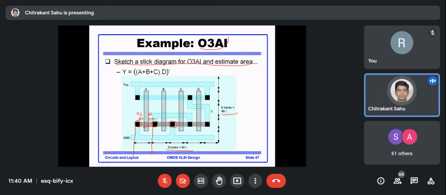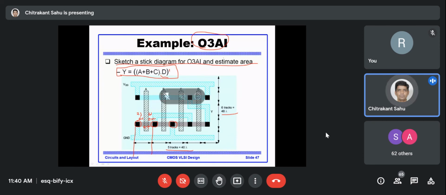Okay, O3AI. What does O3AI stand for? What is the meaning of this? This is the circuit Boolean expression. OR3 means 3 inputs are ORed, right? A plus B plus C, and then invert. This plus is OR and that dot is invert. So this is one way of representing it. So OR3, O3AI. Okay.